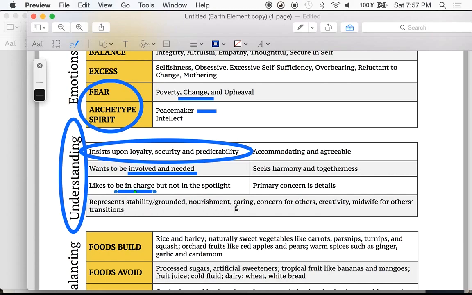Stability, grounding, nourishing, caring, concerning for others, creative, midwife for others' transitions. This is a really important one, and let me explain what I mean by being a midwife to others' transitions. We say they don't like change.